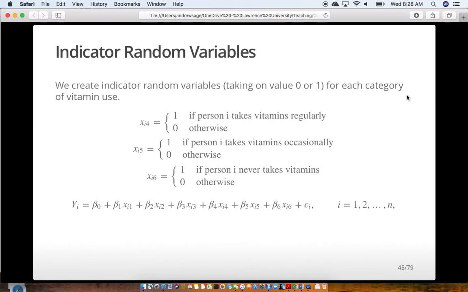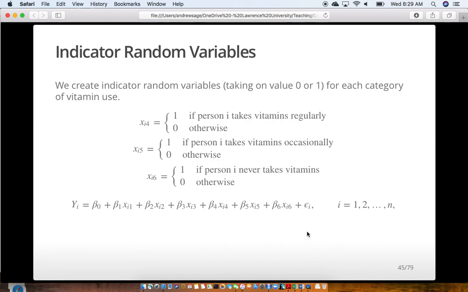One possible way to do that would be to create 3 variables out of this variable. We call these indicator random variables, or sometimes dummy variables, that either take on the value 0 or 1, depending on whether or not the patient falls into a particular category. We'll let x sub i4 be 1 if the person takes vitamins regularly and 0 otherwise. Same thing for x sub i5 for occasional vitamin use, and x sub i6 for never taking vitamins. So notice that each person will have exactly 1 one and 2 zeros using this approach.